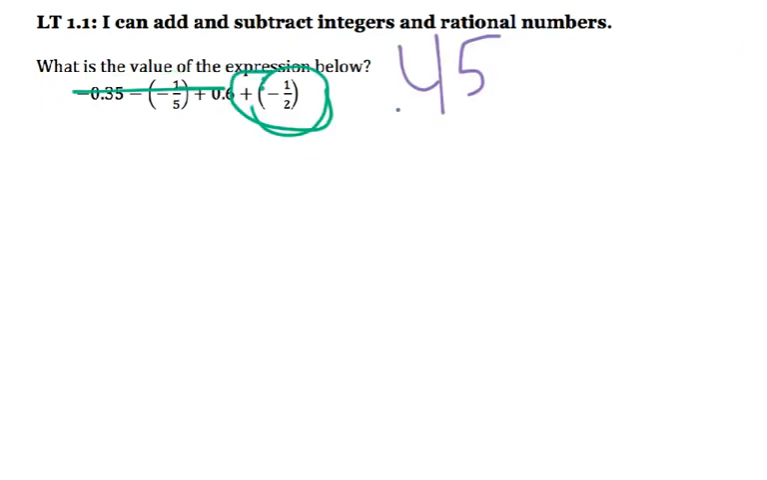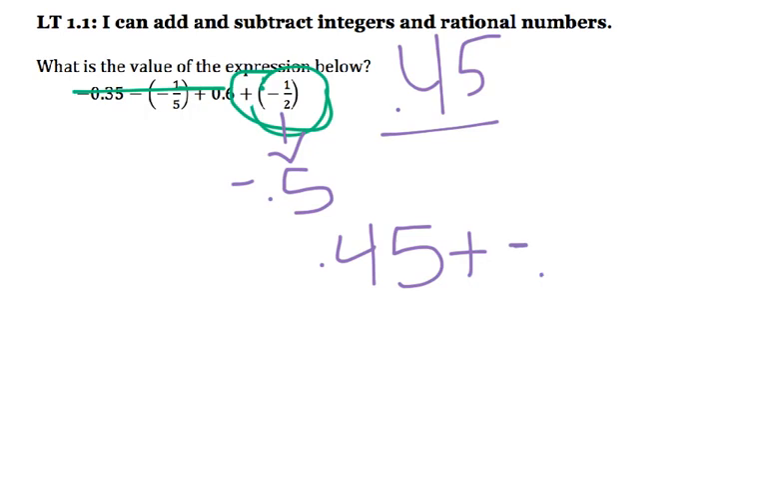So for the last part of the problem, what we're going to do is change negative 1/2 into a decimal, because this is also a decimal. And how you do that, if you think of it as a dollar, half of a dollar will be 50 cents, so it's like 0.5. You just add the negative at the end. So 0.45 plus negative 0.5 will be done with the number line, so it will be easier.